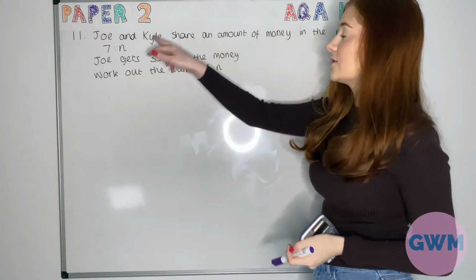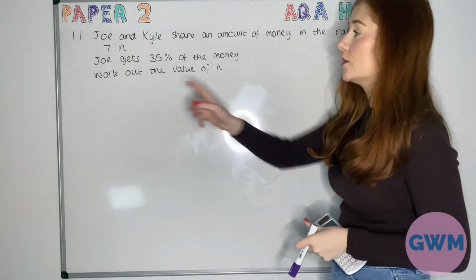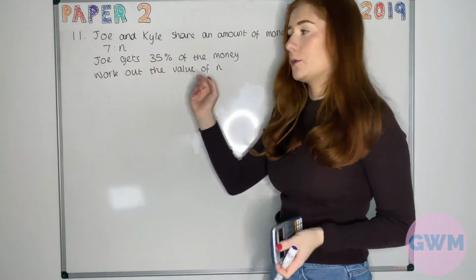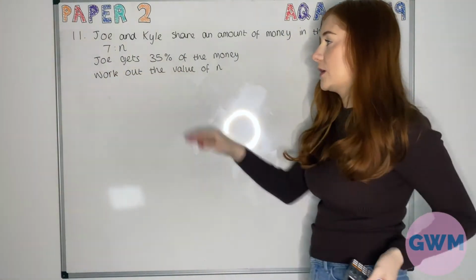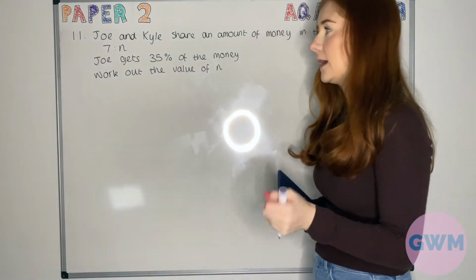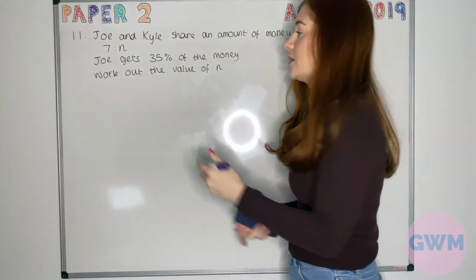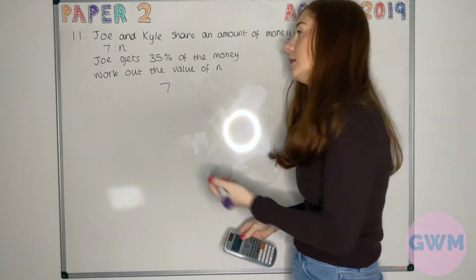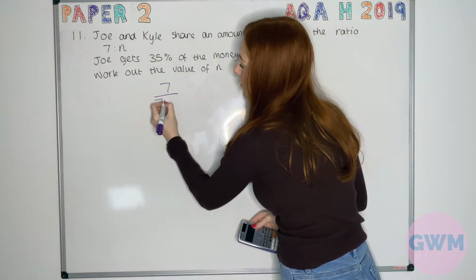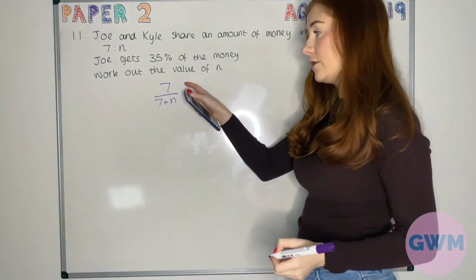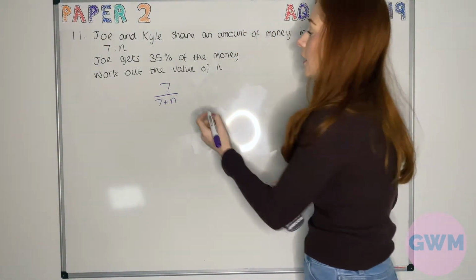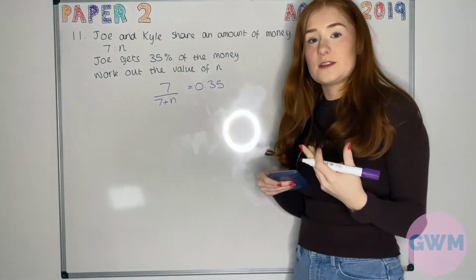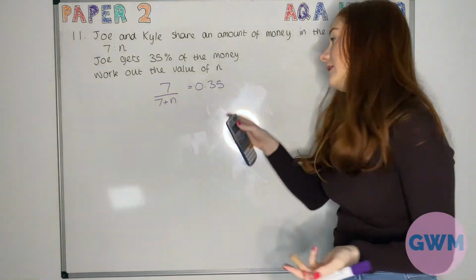Question 11 says that Joe and Kyle share an amount of money in the ratio 7 to n. So Joe gets 7 portions, Kyle gets n portions, and Joe gets 35% of the money. Work out the value of n. Well, we know that Joe gets 7 portions of the total, and the total number of portions is 7 plus n. So 7 over 7 plus n equals 35%.